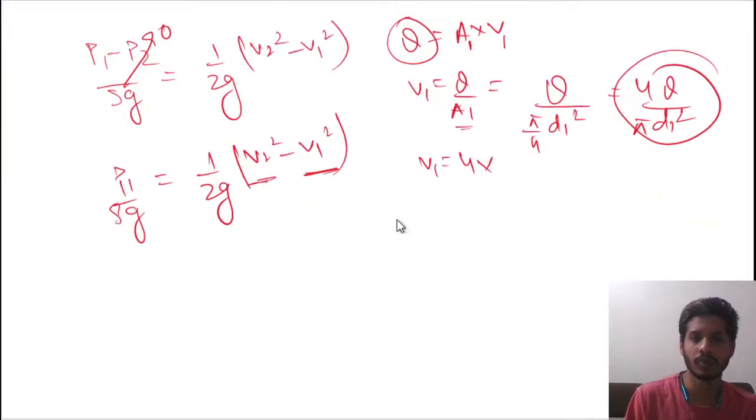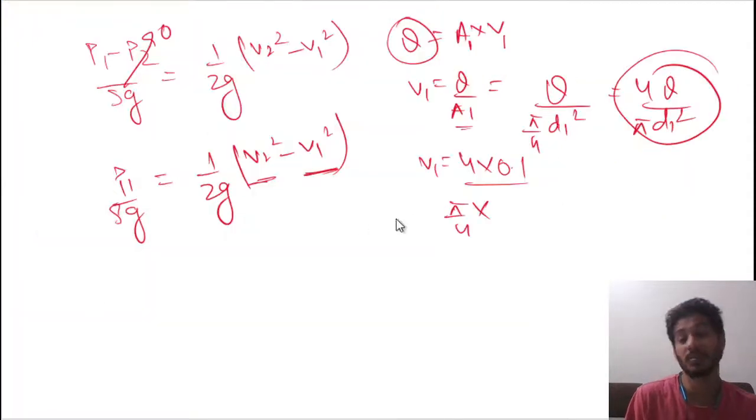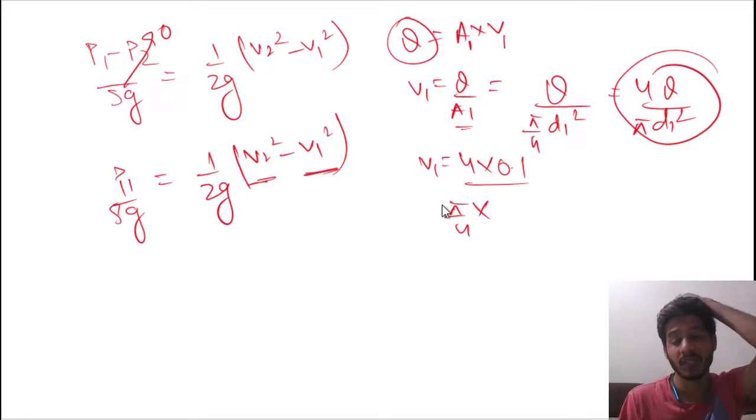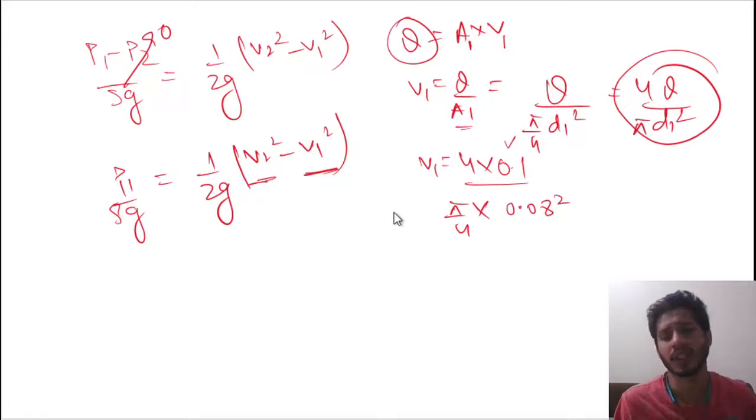4 into discharge Q, which is 0.1, upon pi into diameter square. Diameter d1 is 0.8 centimeter. Please try to consider the units in mind before actually solving the question. 8 centimeter, we need to convert to meter because velocity comes out in meter per second, and we have taken discharge in meter cube per second. So 0.8 centimeter is 0.008 meter, squared. And I hope everyone is having the GATE virtual calculator on their phone.